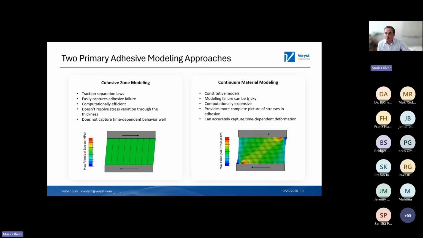These models, it can be difficult to model failure, right? So this is really geared towards strains that are well below the failure point, where the onset of failure may occur. These are more computationally expensive, but you do get a more complete picture of the stress state that's developing within an adhesive, and you can really accurately capture time-dependent deformation. So these are the two main approaches that we'll talk through today.